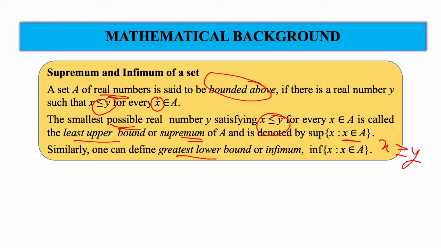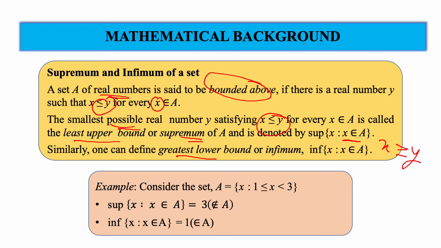Now let us take some example. So let us consider a set A where x is an element of the set satisfying this property, where 1 is less than or equal to x and x is less than 3. Which means that we include 1 in this set but we will not include 3 in this set. But any real number less than 3 and greater than or equal to 1 is permitted to be in this set.